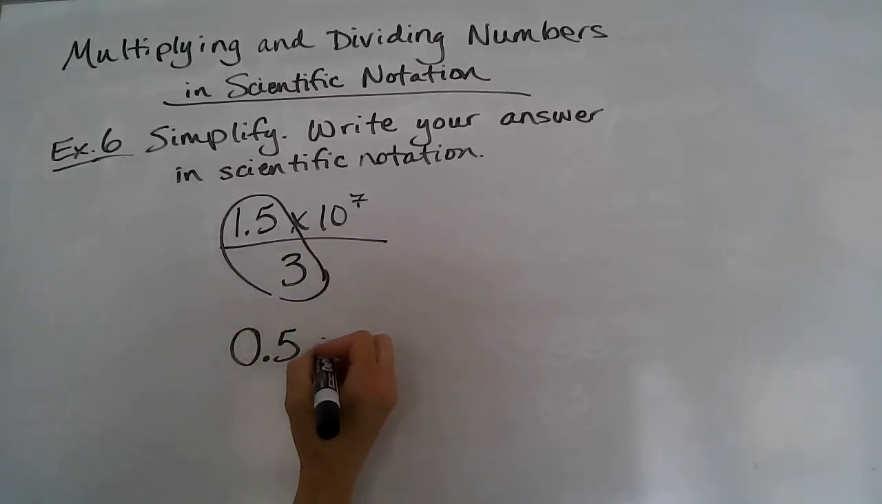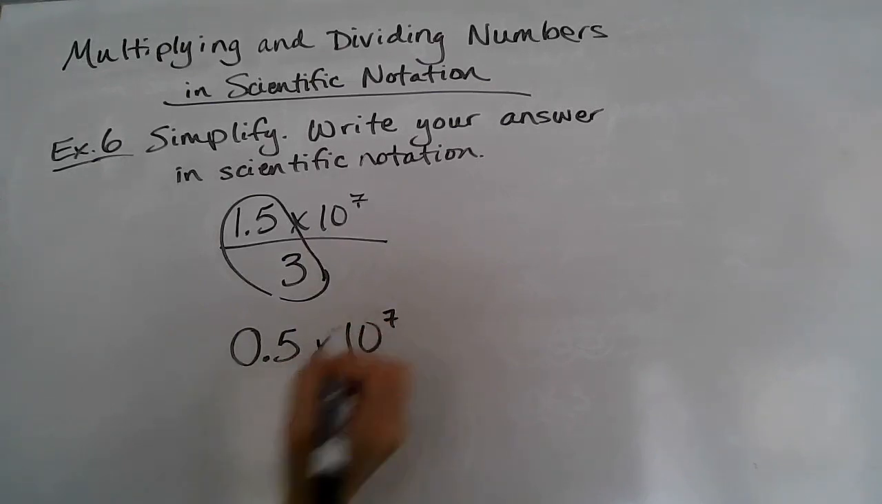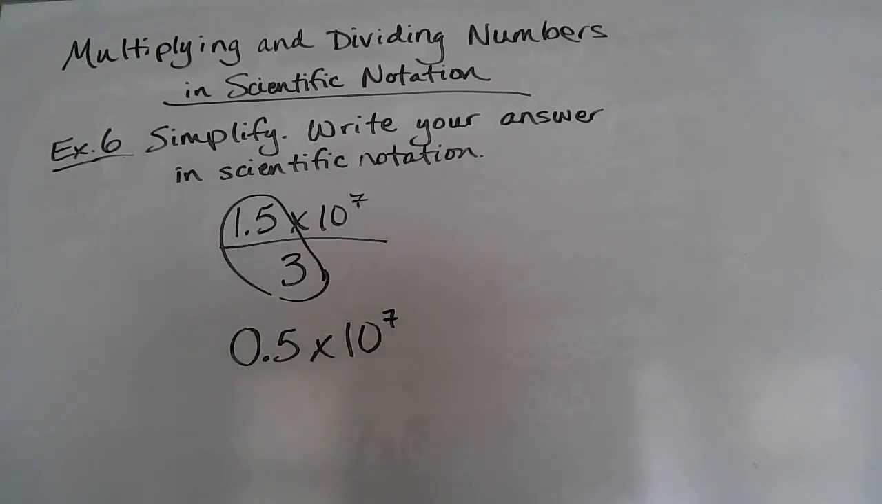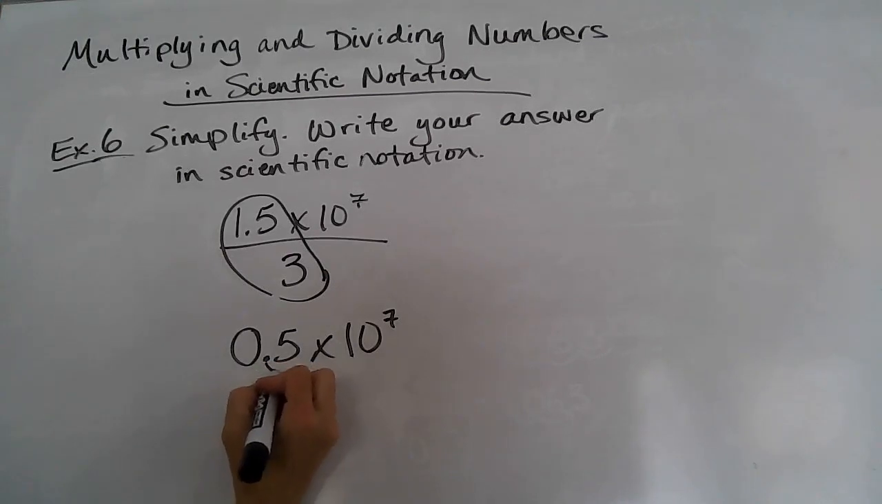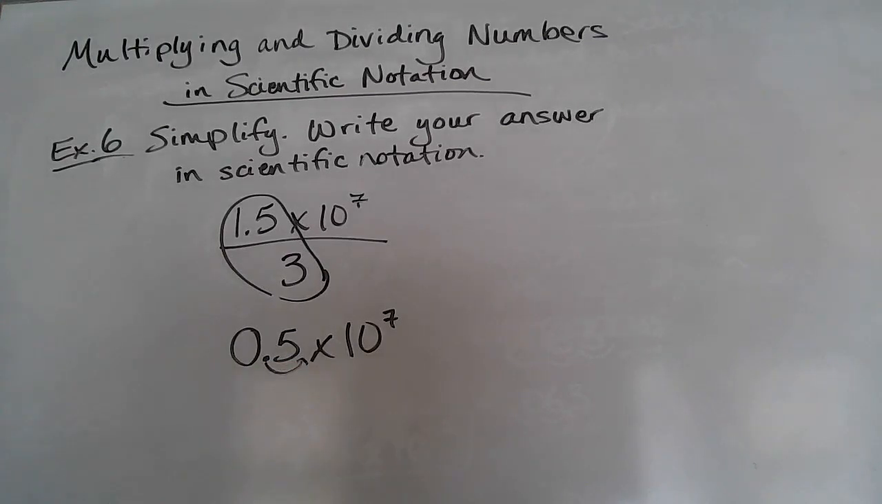Bring down the 10 to the 7th, and we have a number that is not in scientific notation. We have a 0 to the left of the decimal. With scientific notation, it can't be a 0 to the left of the decimal. 1 digit to the left of the decimal, yes, but not 0. So that means we're going to have to move this decimal 1 space over, which means this is either going to become a 6 or an 8, and we have to determine that.